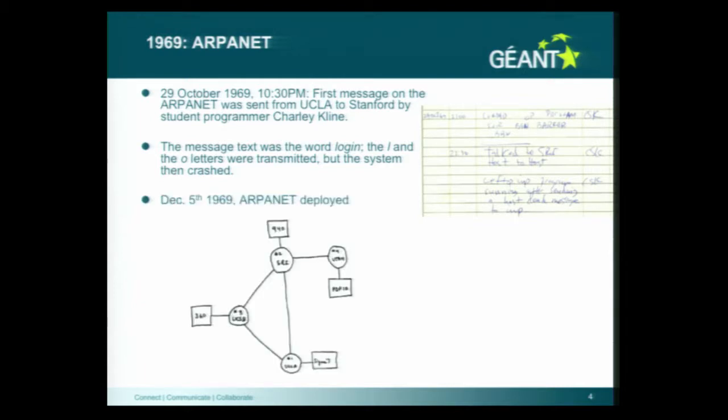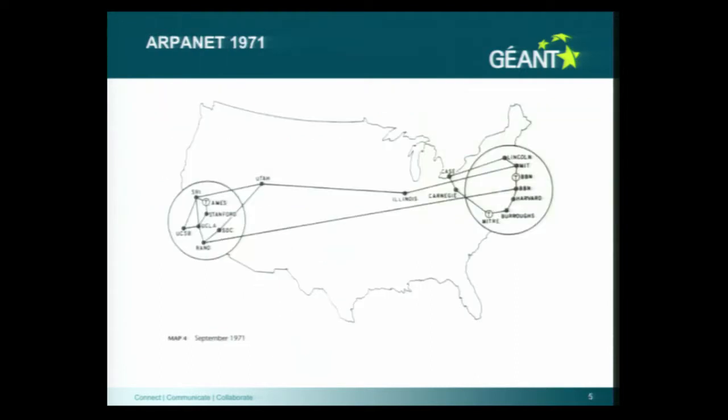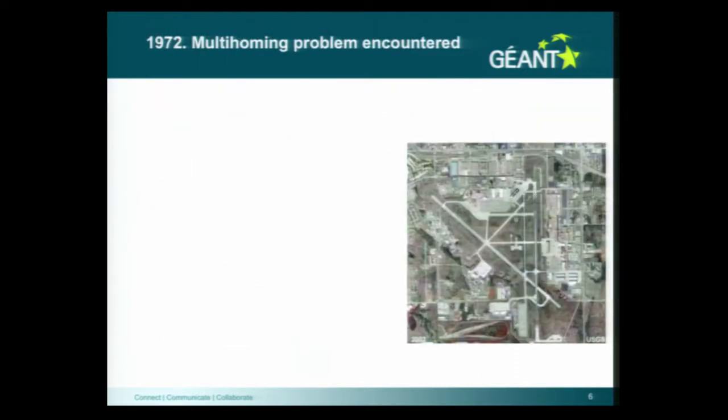So in 1969, on the 29th of October, the first message that was sent was "lo". It crashed at the G of login. And the ARPANET was deployed on December 5th, '69. So it began with 4 nodes, and quickly expanded to a number of nodes.